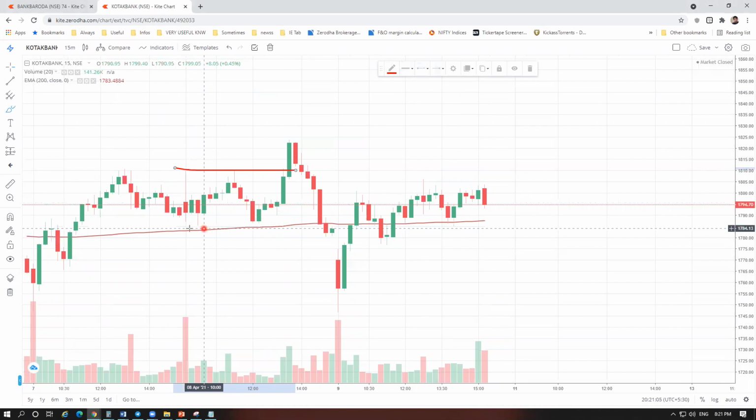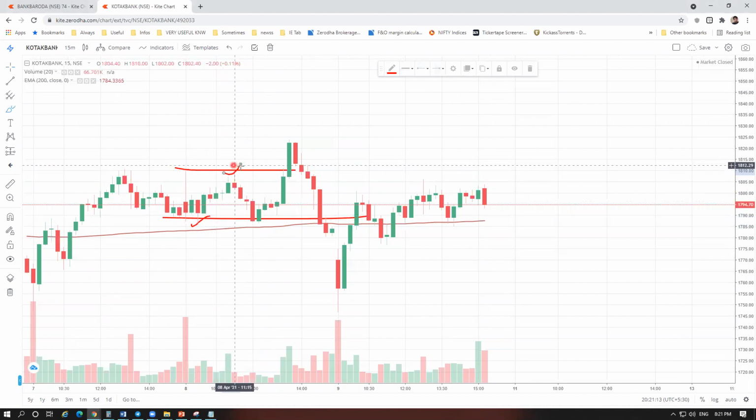I am marking its high and low. What happened? First of all, this low break, then this high break, then again low break, again high break, higher break, again low break, lower break. This is the most confusing moment. So I am expecting one side movement tomorrow, that is next day.